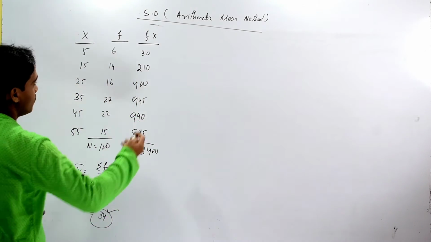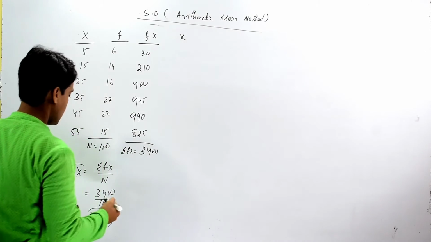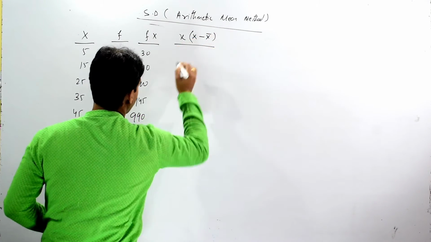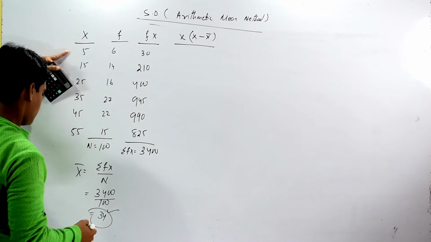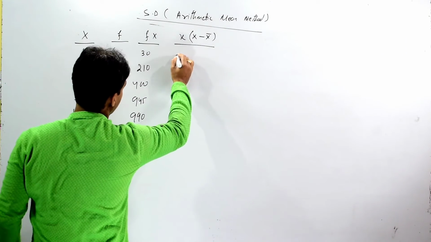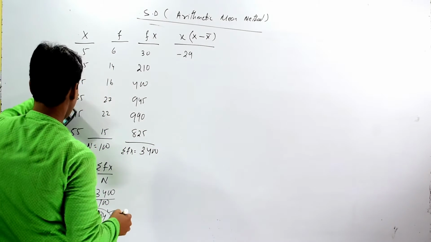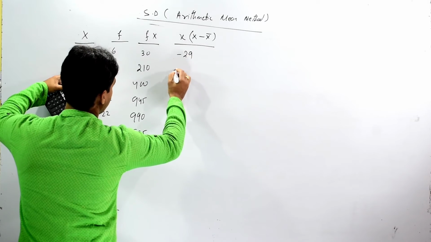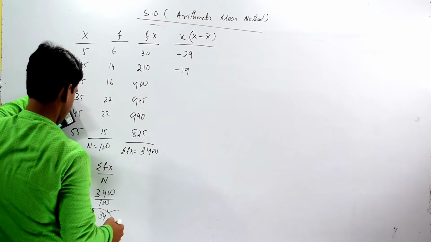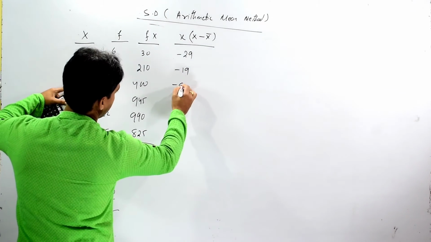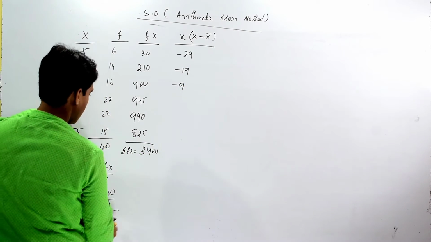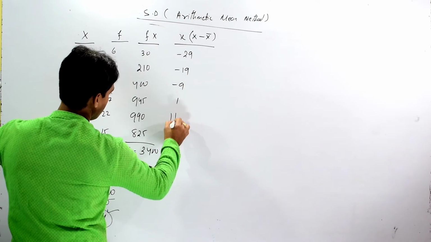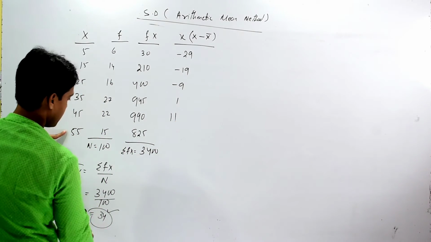So first of all, we should find out small x. For that purpose, that is the difference between x and x bar. So small x should be 5 minus 34, that is minus 29, 15 minus 34, that is minus 19, 25 minus 34, that is minus 9, 35 minus 34, that is 1, 45 minus 34, that is 11, 55 minus 34, that is 21.